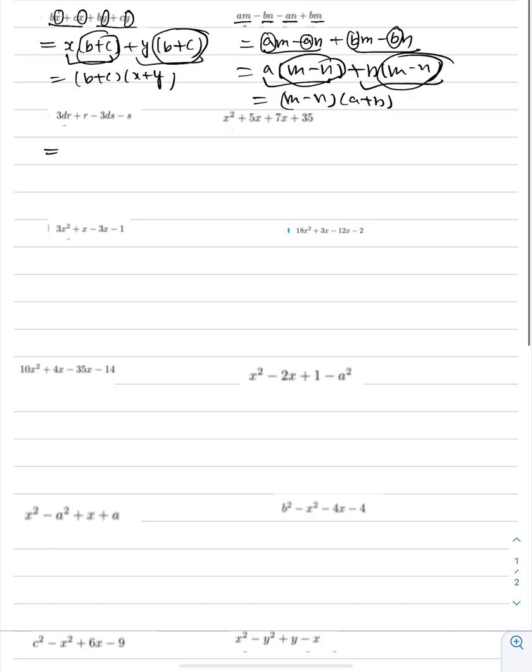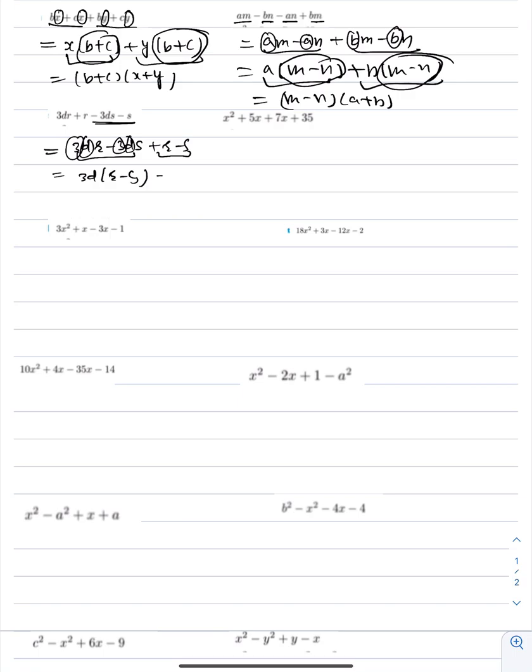Now here in this case, let's see, we need to rearrange. Actually you don't have to, but if you want to avoid these two negatives, then you can rearrange this one as 3ds, and then you can have r minus s. So in this case, you can see here 3 is common, d is common, so you get 3d(r minus s). But in this case, you will have to write r as r minus s, then times 1, so that when you take r minus s common, you have 3d plus 1.